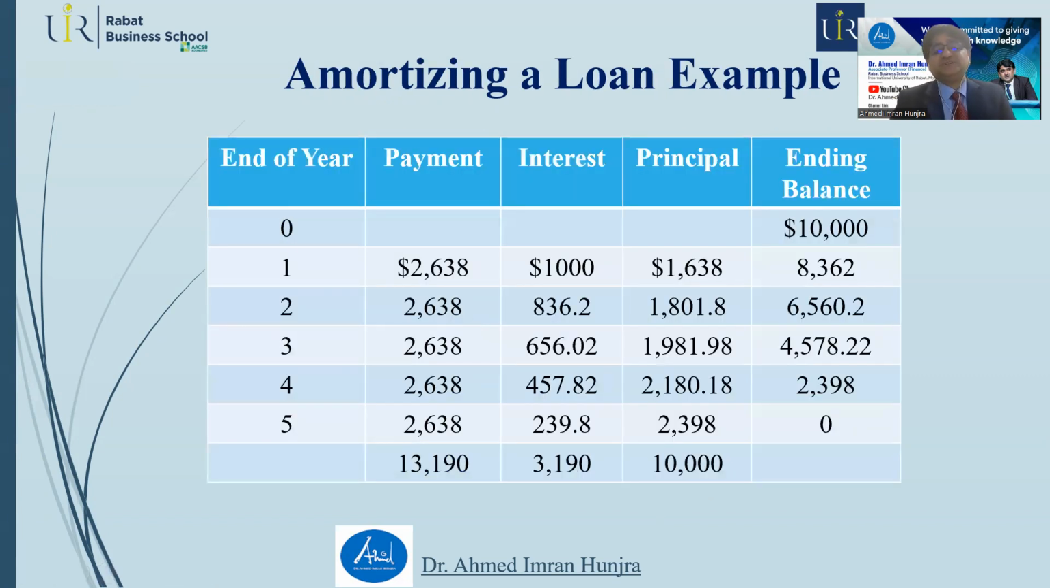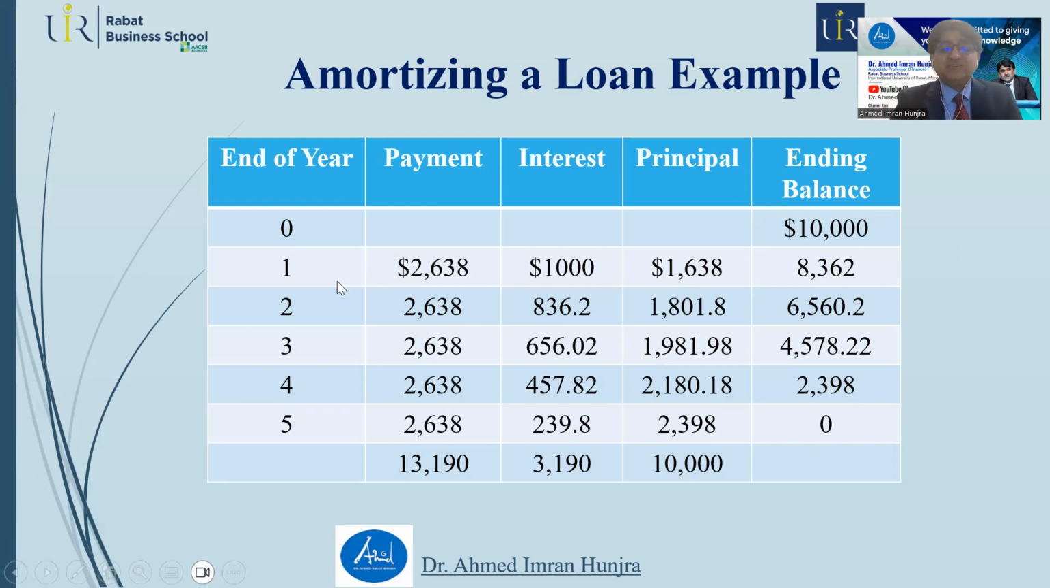So here is the amortization table. Here are the years, starting from time 0, when I borrow the money today. The second column is related to payment, the third column is interest, the fourth column is principal, and the fifth is the ending balance. So today, at time 0, I borrowed 10,000. I need to return 10,000 in 5 years, so I am left to pay 10,000 over 5 years.